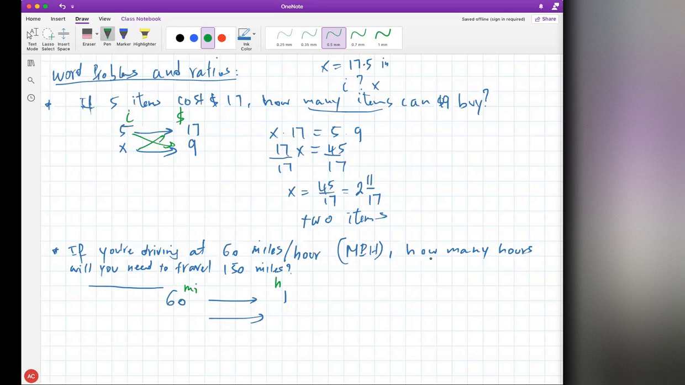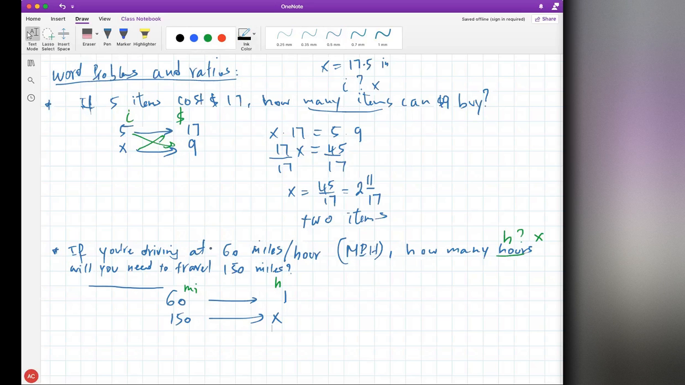The other one, what are we missing? We're missing the hours, right? We don't know the hours, so we're going to call that X. The hours should be under the hours. So 60 to 1. We do know the miles here, which is 150, and here we don't know it, so we're going to call that X. That's it. Again, the same procedure every time.